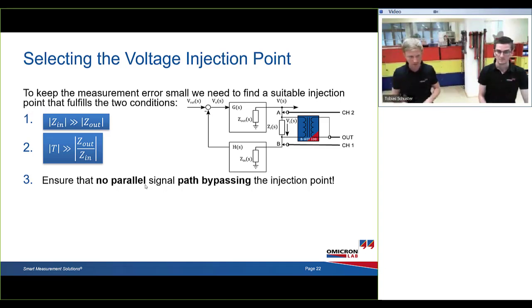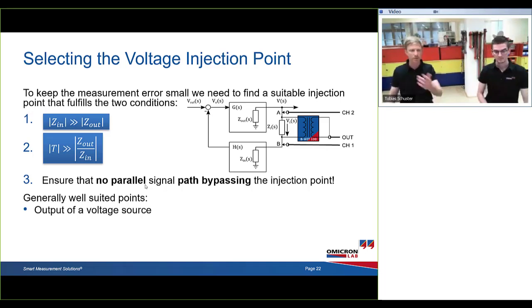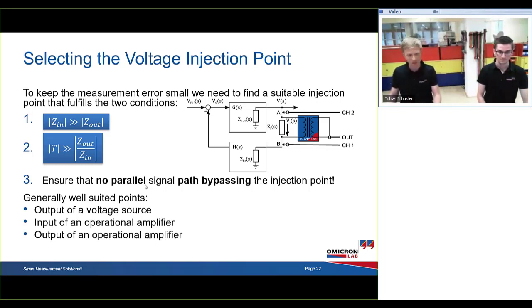So it must be one unique signal flow path. That's very often the case at the output of a voltage source, because there we have low impedance backwards. Then the input of an operational amplifier, because there is high impedance forward at the input. An output of an operational amplifier normally has a very low drive impedance, and of course best between two operational amplifiers. If you have a signal conditioning chain in a bigger system, then between two operational amplifiers the measurement normally works really well without any problems.